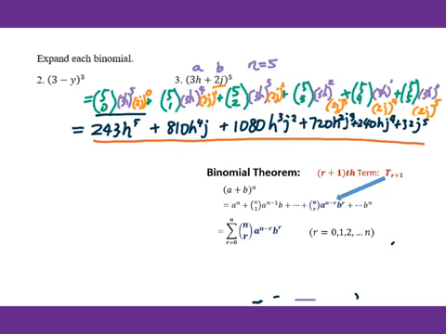Please check the variables. The sum of the exponents will be 5. Like here's 5. 4 plus 1 is 5. 3 plus 2 is 5. 2 plus 3 is 5. 1 plus 4 is 5. Then 5.